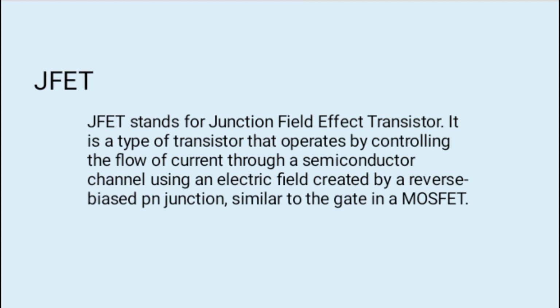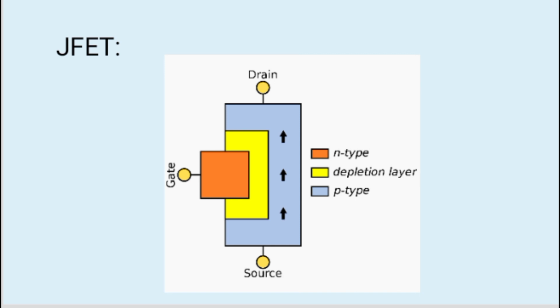JFET stands for junction field effect transistor. It is a type of transistor that operates by controlling the flow of current through a semiconductor channel using an electric field created by a reverse-biased p-n junction, similar to the gate in a MOSFET. In a JFET, the current flows between two terminals called the source and drain, which are connected to the ends of the semiconductor channel. The channel is made of a single piece of semiconductor material, such as N-type or P-type silicon, with two regions of opposite doping that form a p-n junction at the center.